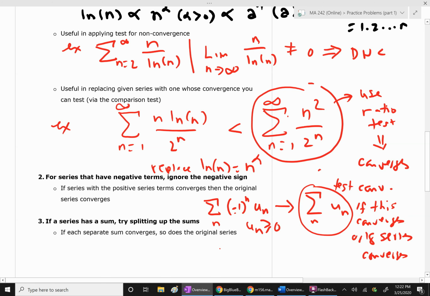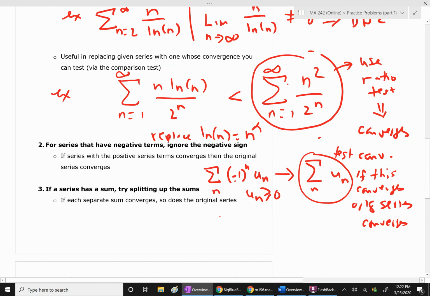I did not get into this topic. It's in the text, you're free to read it. But this is a notion known as absolute convergence. If a series converges absolutely, meaning that the infinite series of the absolute value of the terms we're adding up converges, then you're guaranteed that your original series converges.